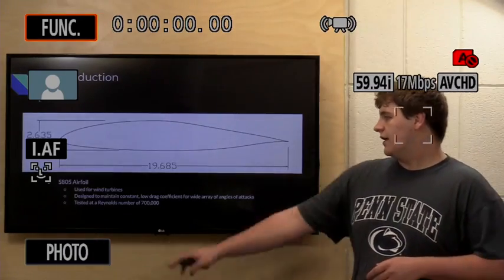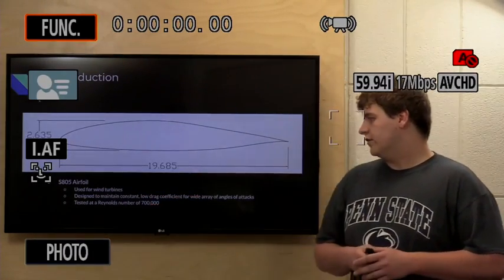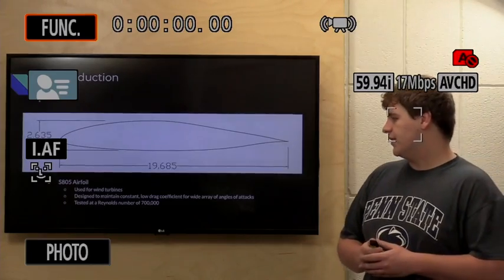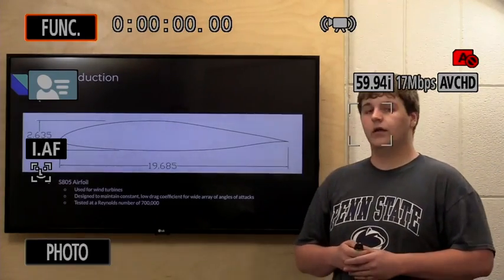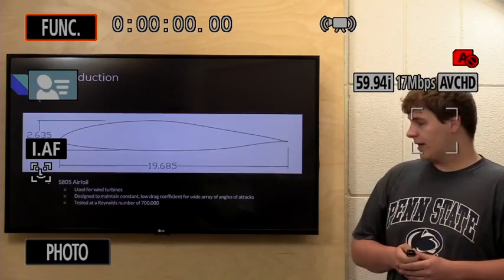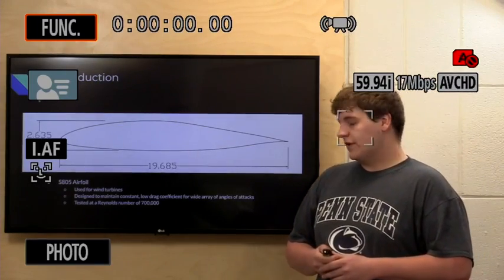We tested an S-08 airfoil, which is mainly used for wind turbines. It's designed to maintain constant low drag throughout varying angles of attack. We tested a Reynolds number of 700,000.